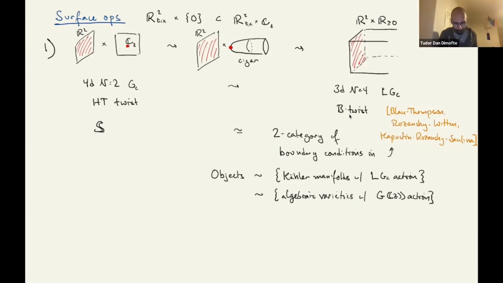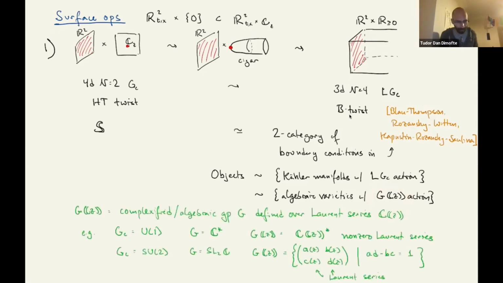Now you have to make sure that supersymmetry and so on is preserved, and so the spaces that we're acting on had better be Taylor manifolds, and in translating that into an algebraic context, one ends up with algebraic varieties that have an action of the algebraic version of the loop group, which is this thing I'm denoting G((z)). By that I mean the algebraic group G defined over Laurent series.